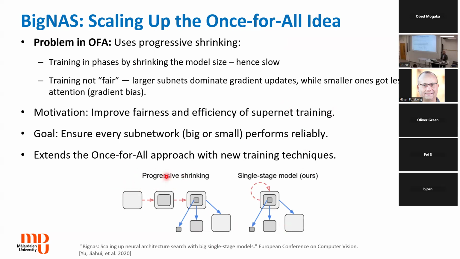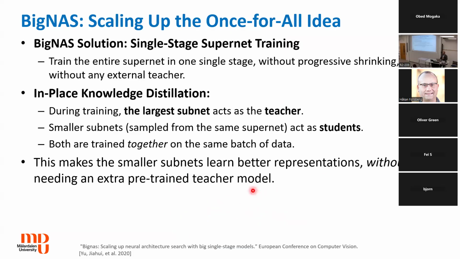So this extends the Once for All approach with new techniques. What they do is train the entire supernet in one single stage, without progressive shrinking and without any external teacher. They use in-place knowledge distillation, in which, during training, we select the largest subnet to act as the teacher. The smaller subnets act as the students, and both are trained together.